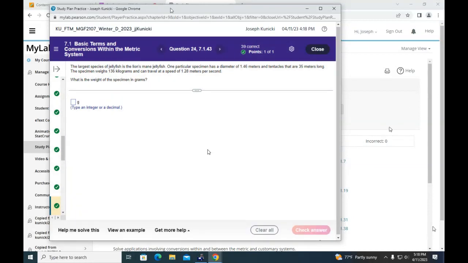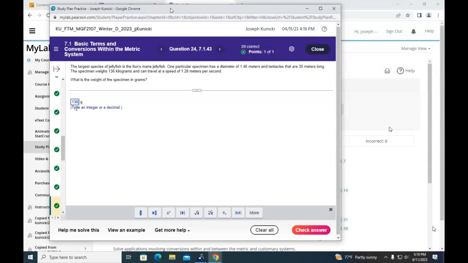43. So it's the same idea, but there are different numbers now. Same kind of problem. The weight. Okay, so the weight's given in kilograms, and we're going to grams. So once again, we go down 3 spaces, 3 powers of 10, I should say. So I need 3 zeros. So it's 136,000 grams.